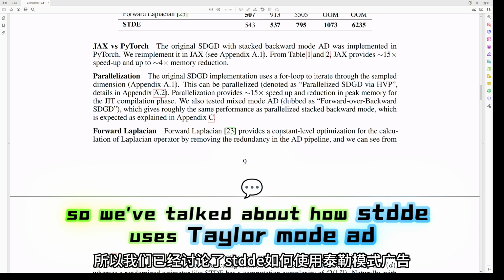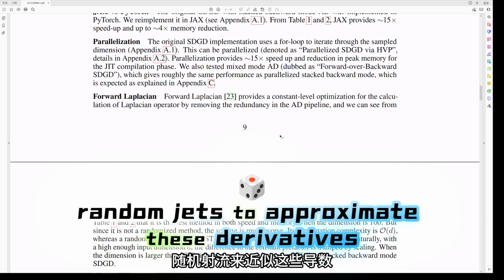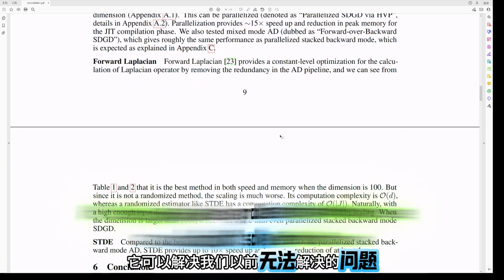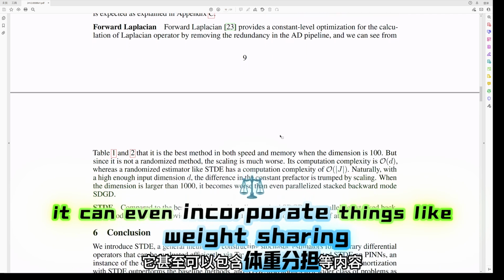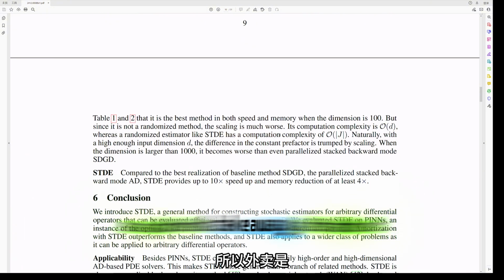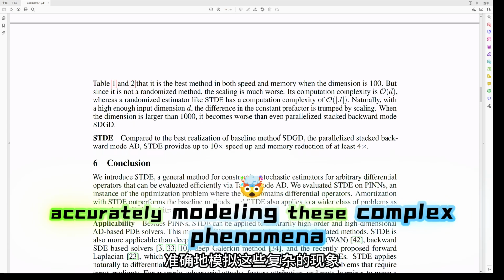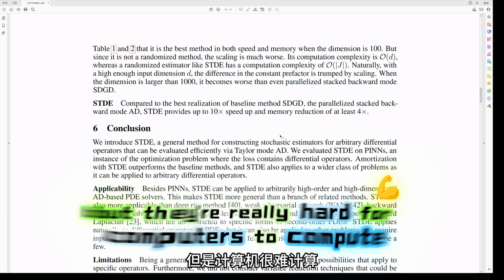Exactly. So we've talked about how STDE uses Taylor mode AD and random jets to approximate these derivatives. We've seen how it performs better than previous methods, it can solve problems that we couldn't solve before, and it can even incorporate things like weight sharing to push the boundaries even further. So what's the takeaway here? The takeaway is that high-order derivatives are really important for accurately modeling these complex phenomena, but they're really hard for computers to compute.